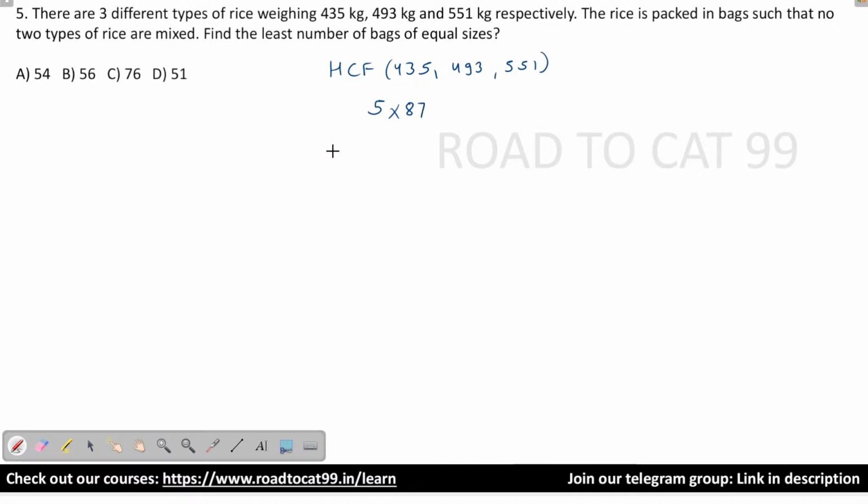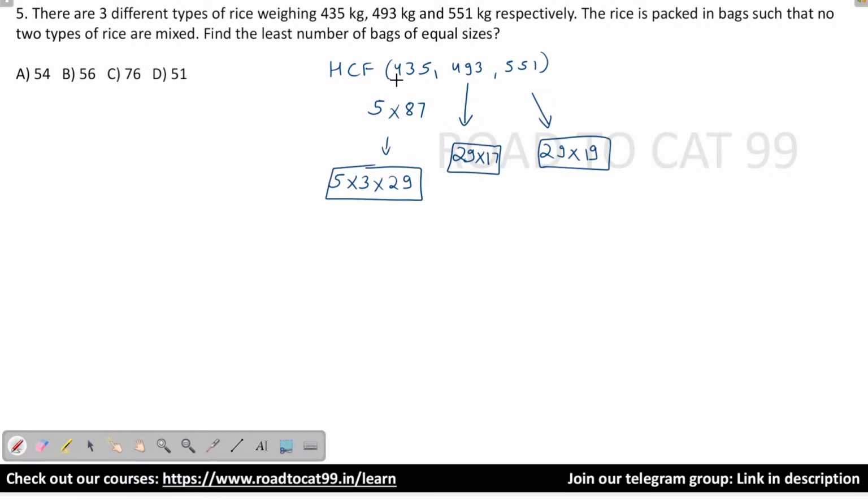और फिर इसका मैं फर्दर ब्रेक डाउन कर सकता हूं, 5 इंटू 3 इंटू 29, राइट, ठीक है। एंड 493 का भी आई कैन ब्रेक डाउन द नंबर इंटू 29 इंटू 17, and 551 I can break it down into 29 into 19, right? So this is my number, this is another number, and this is one another number. So इनका HCF मुझे क्लियरली दिख रहा है। व्हाट इज HCF?